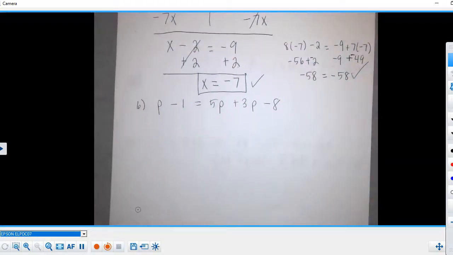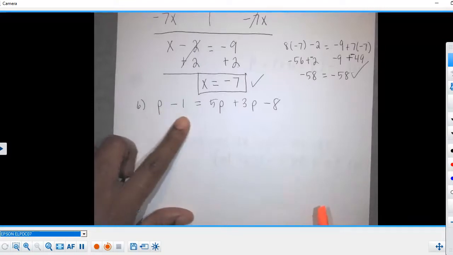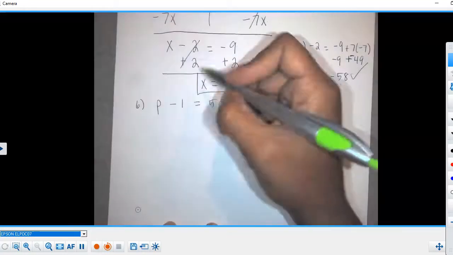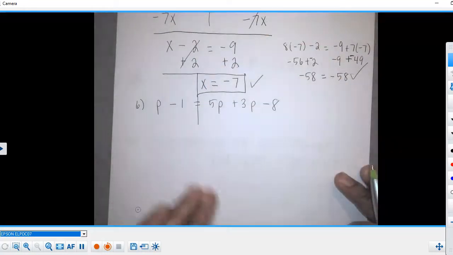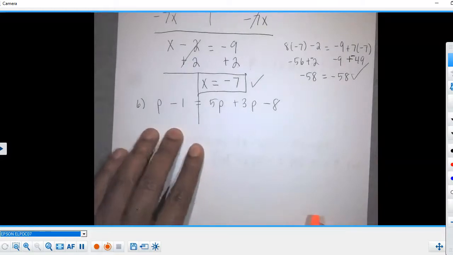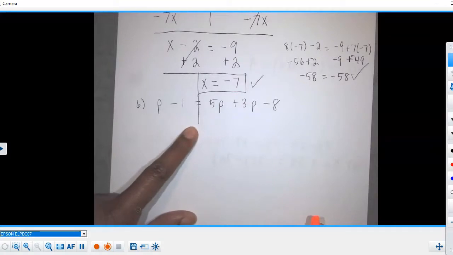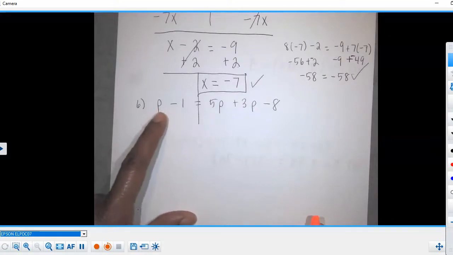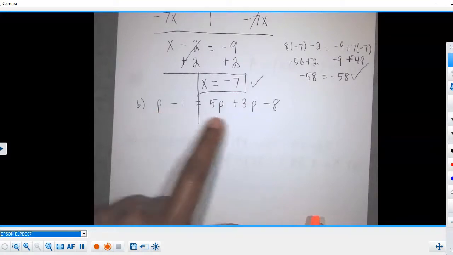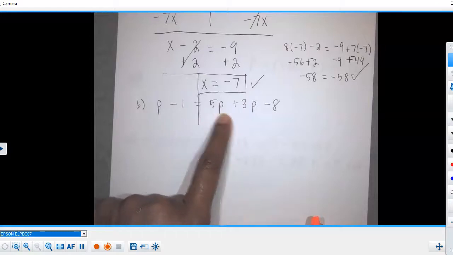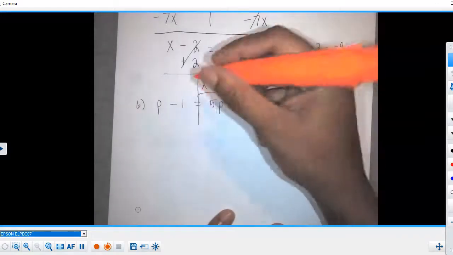All right, now for this one, let's talk about combining like terms. When I look over to the left side of this equal sign, okay, and if you want to put a slash, just remember that equal is still there. But over on the left side, notice you have this p minus 1. So you have a variable and you have a number. Nothing you can combine on this left side of the equal sign. But over here, you have 5p plus 3p. So these are like terms.